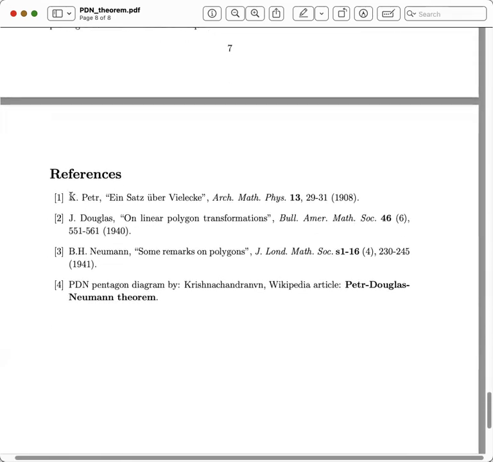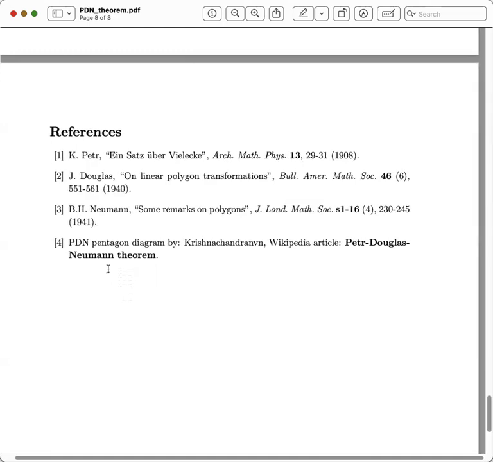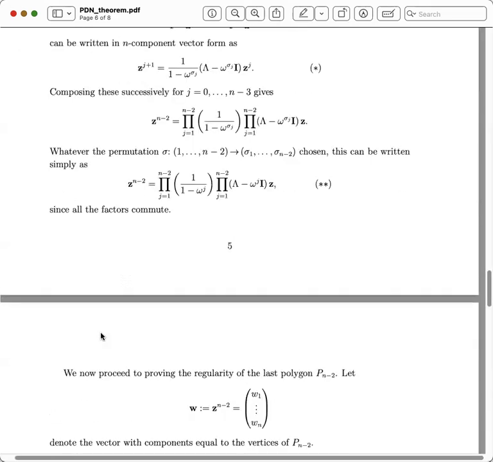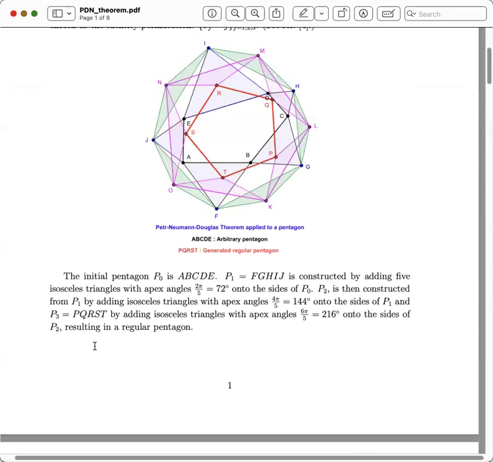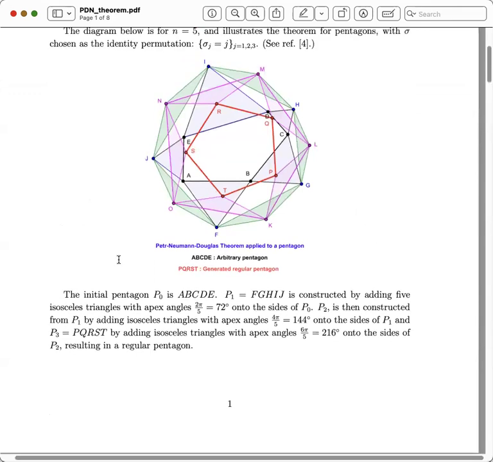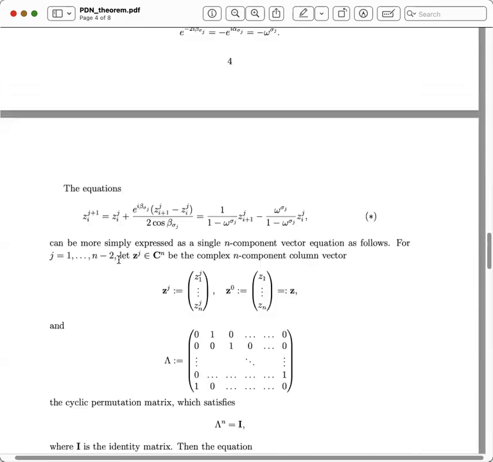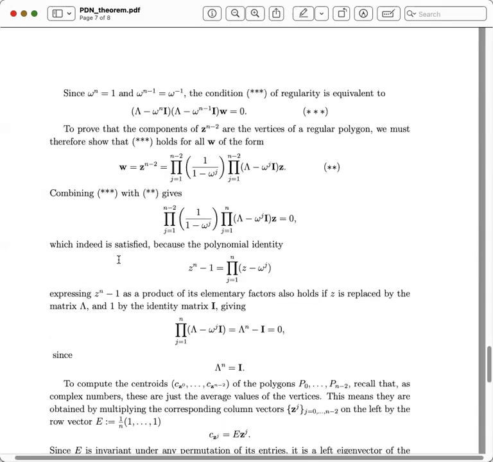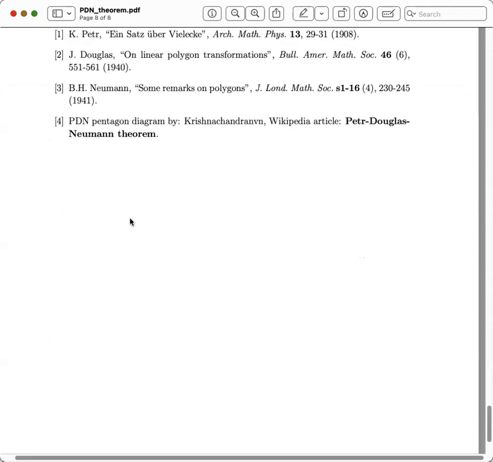Here are the references to the original papers in which these results were discovered and published. And there's also a reference: the picture at the top of the Pentagon, this nice picture, is in the Wiki Commons. So it appears in an article in Wikipedia about this theorem, and the author of the diagram, we're not obliged to cite it, but the author, his name is Krishna Chandran Van. I hope I pronounced that correctly.